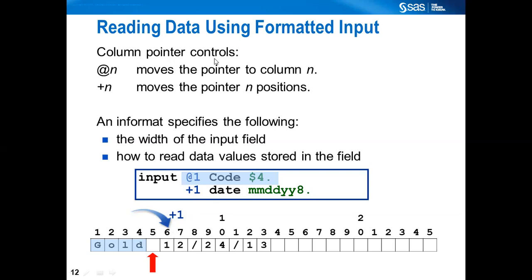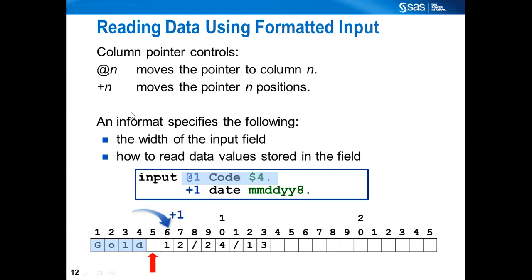So column pointer controls are of two types. Either you write @n, which moves the pointer directly to a specific column n, or you write +n, which moves the column pointer by how many positions you want. Now because you have given +1, post reading 4 characters with this instruction, you have the blank space, so it will start reading the value from the next column. So there are various ways of writing, but the best way is to always use @n, which points directly to the column.